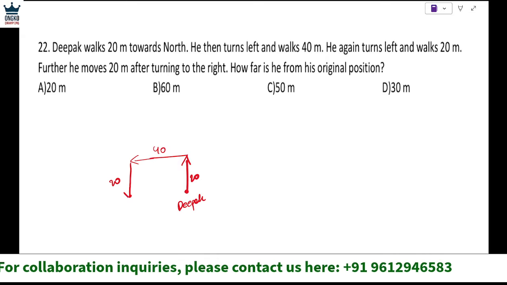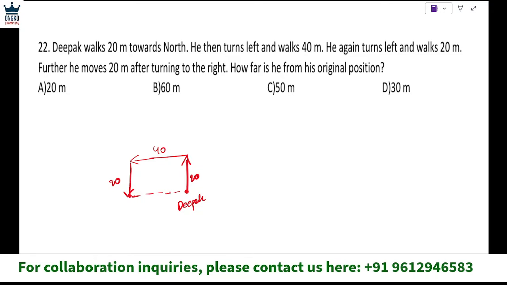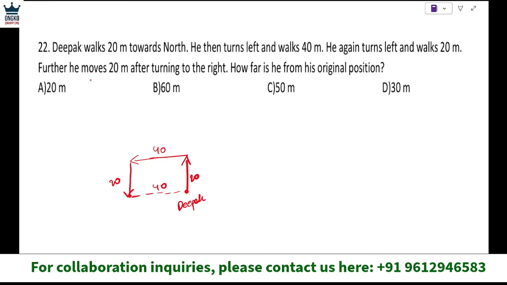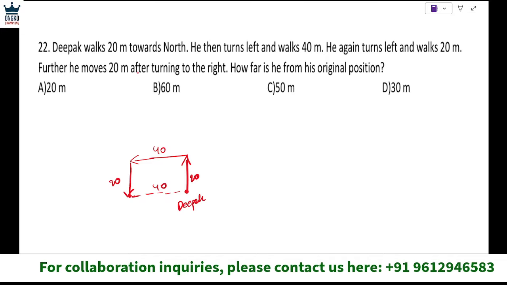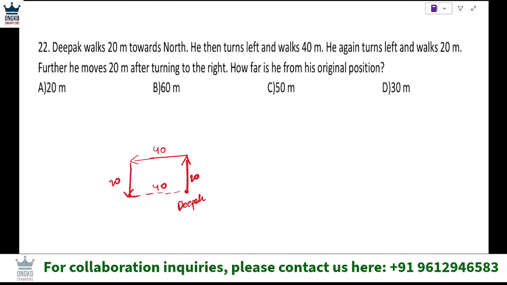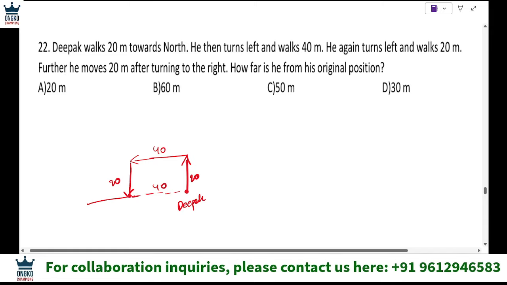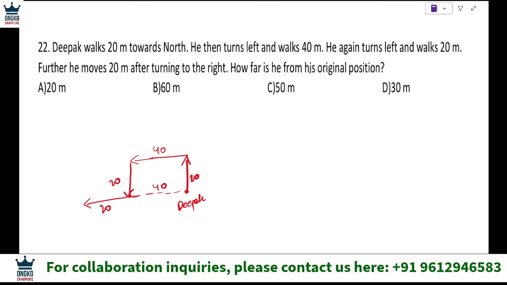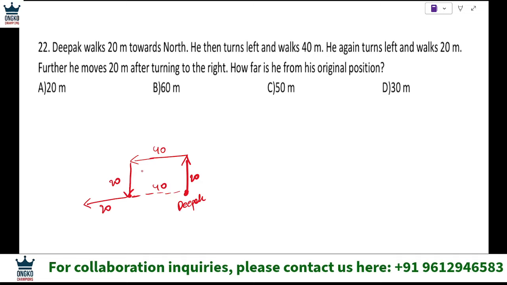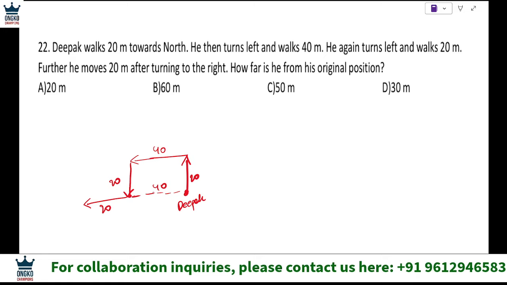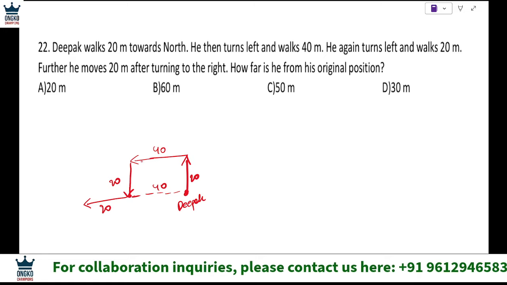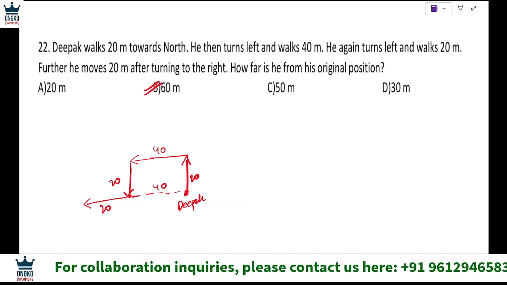Alright. Now this one is the same as it, that means it will be 40. He further moves 20 meters after turning to the right. 20 meters. How far is he from his original position? So original position here is. Alright. We will never go the longer way, but always the shortcut. So here the way is 40, here it is 20. That means 60. Answer is 60.